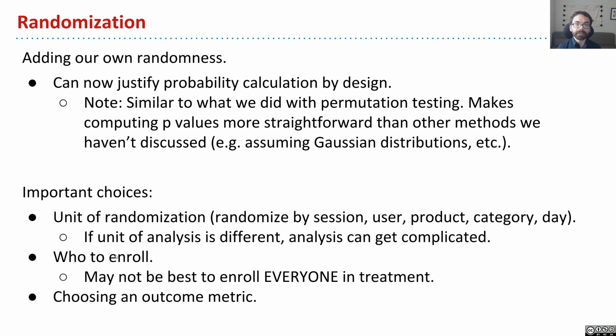So if we're a website like Amazon, we probably don't want to run an experiment on every single user on the whole site. Or if we, for example, have to pay some amount of money to incentivize users to participate, in that case, obviously, we don't want to enroll everybody. And then lastly, we have to decide how to measure the results.